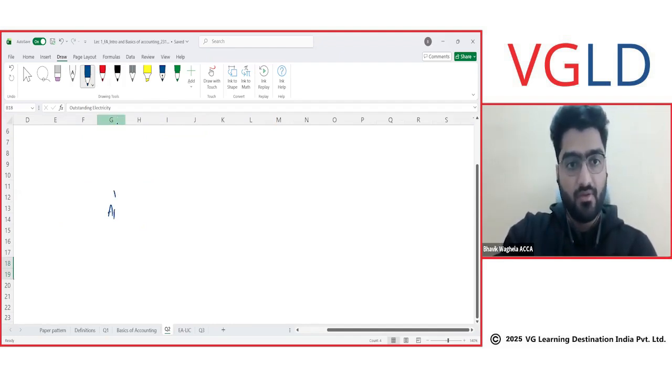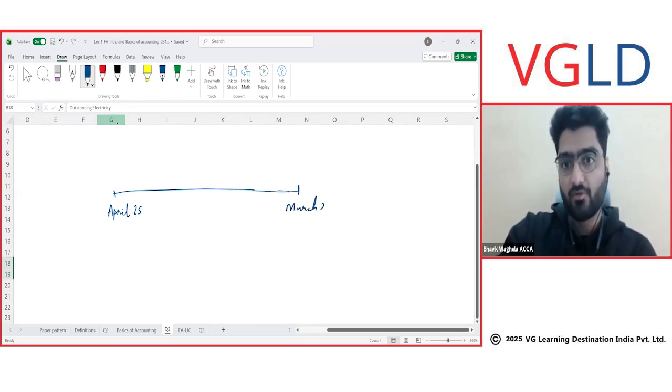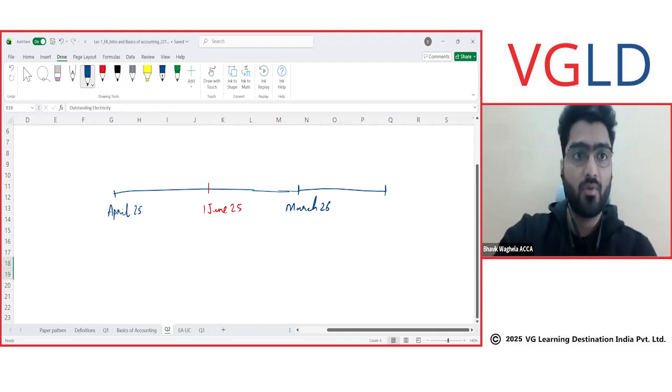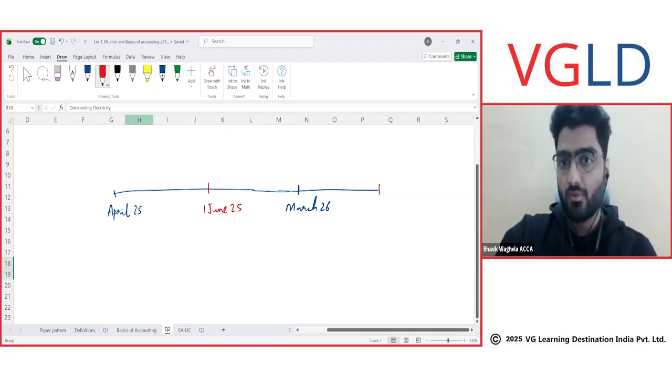My financial year is April 2025 to March 2026. Now, I took out an insurance policy on 1st of June. And I took out a 12 months insurance policy. So I must have paid premium for the entire 12 months. So I have paid premium from 1st June to 31st May.